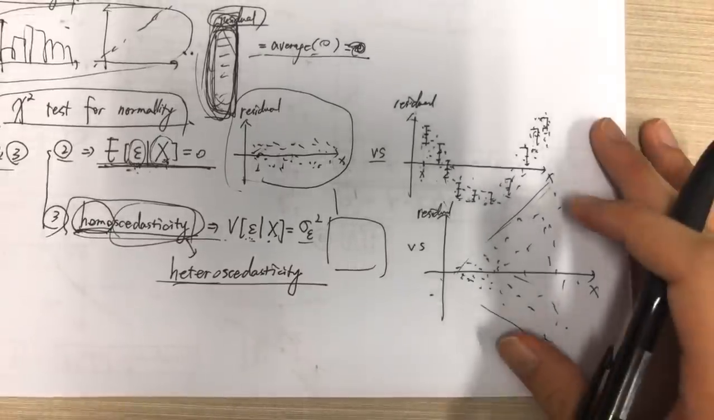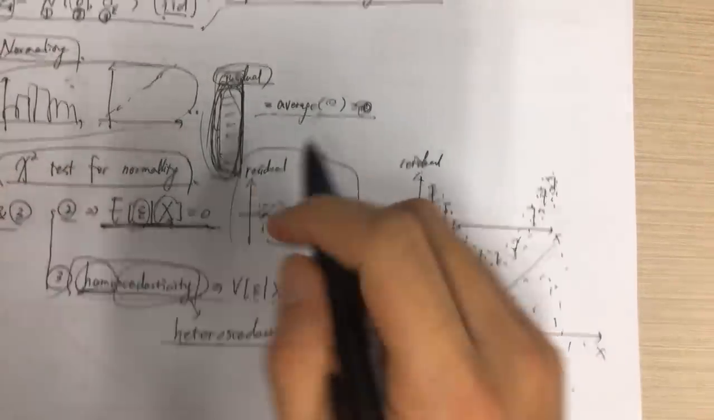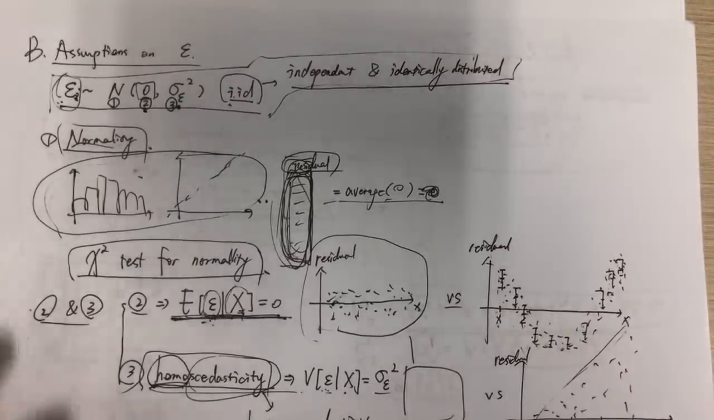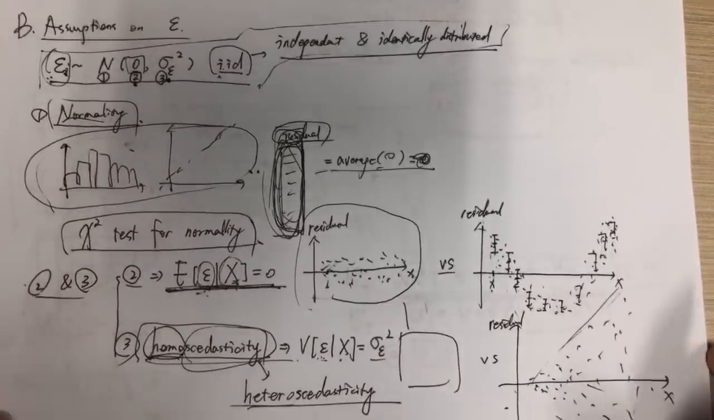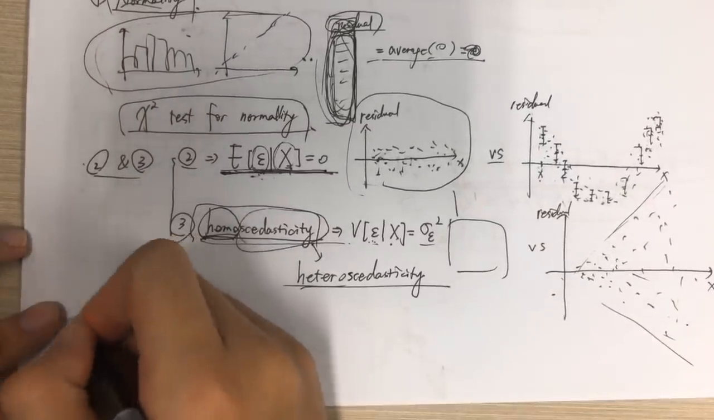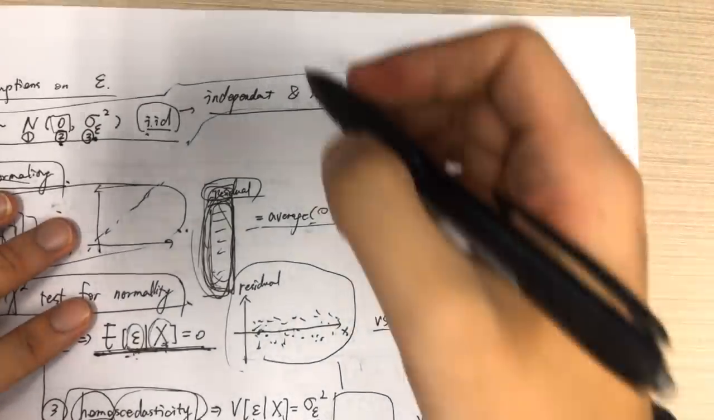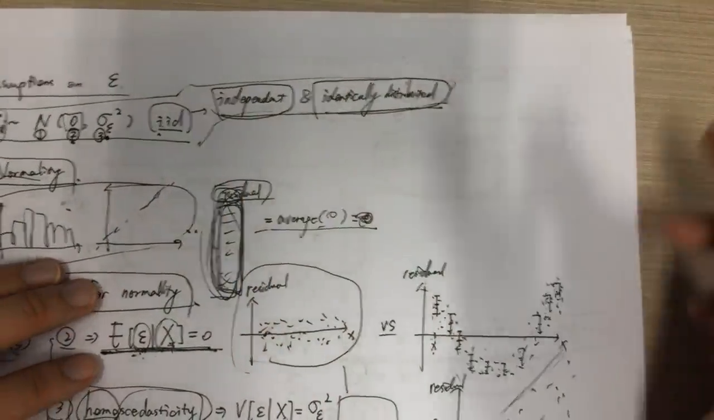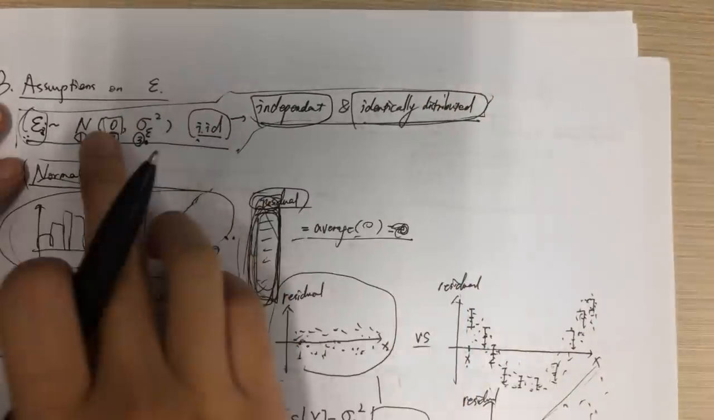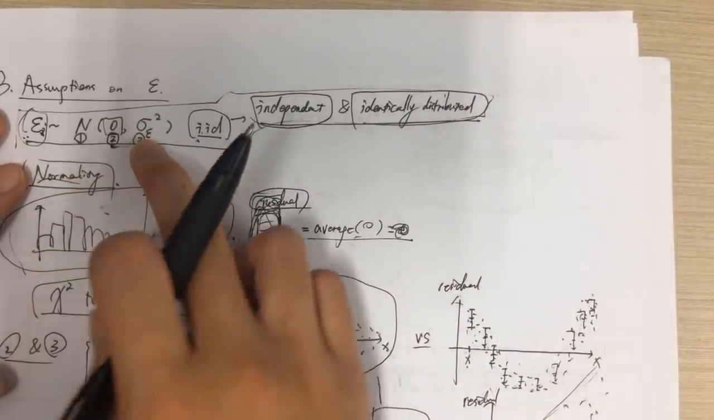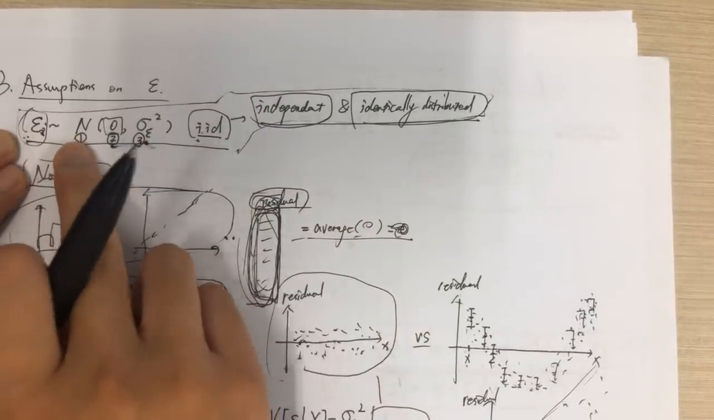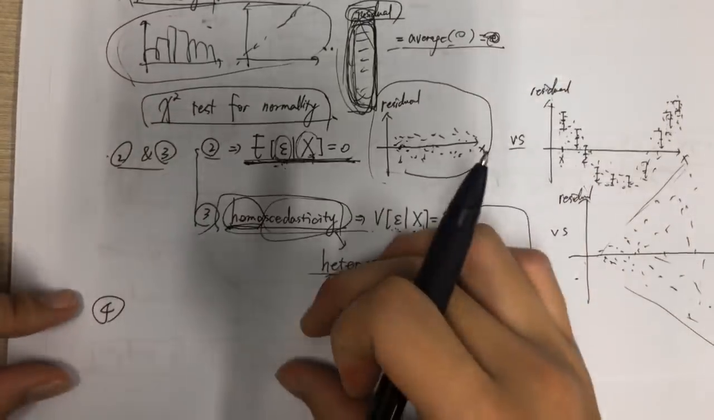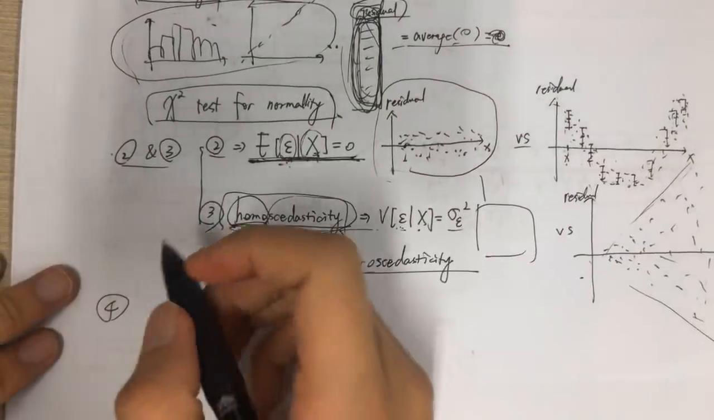So this is assumption 2 and 3 regarding the error term. And lastly, we require all these error terms to be independent, right? And identically distributed. Identically means all their means are zero, variances are sigma square, and all the distributions are normal, right? All of those should be identical. But the last one is independence of error.